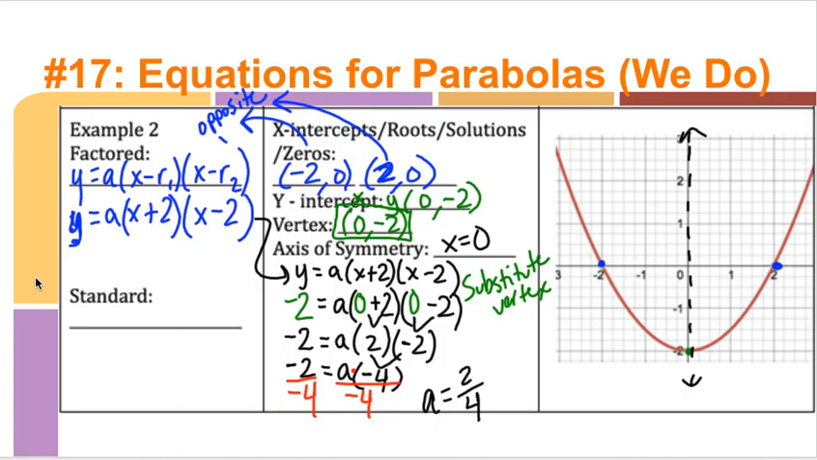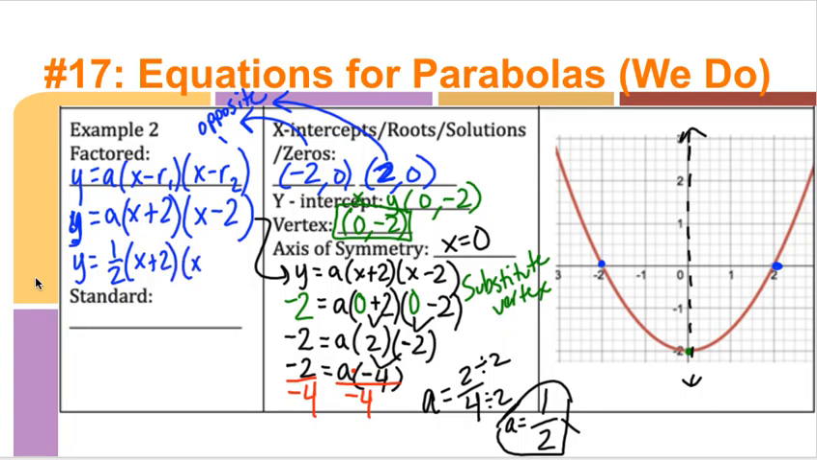A common mistake here is people want to divide 4 by 2 and call it 2. This is not the case here. 2/4 is the same as, if you divided 2 out of numerator and denominator, 1/2. So in this case, a is 1/2. So when I rewrite my equation, y is equal to 1/2 multiplied by (x + 2) multiplied by (x − 2). If x and y are your only variables, you've figured out the equation.